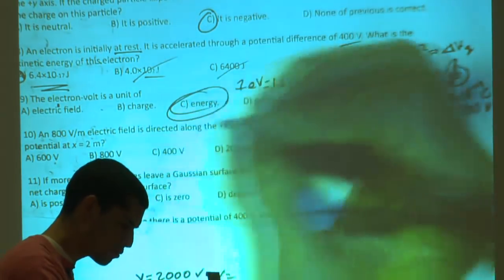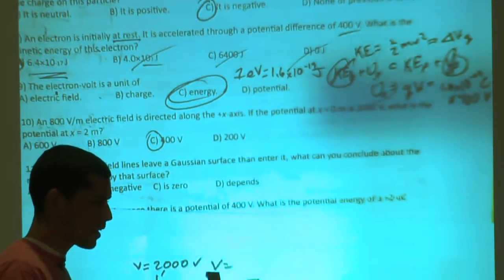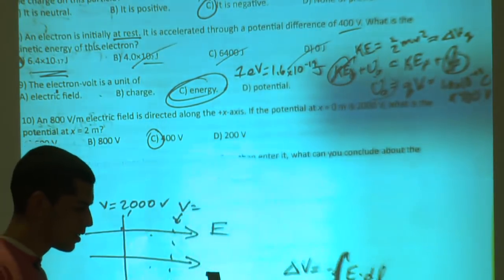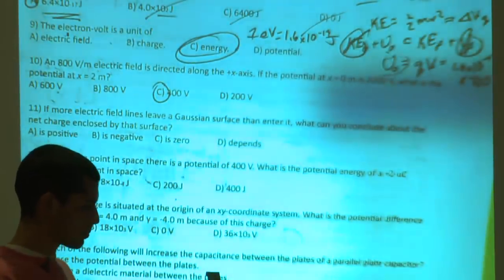So we'll see here, 400. And according to my answer key, that is correct. Number 11.